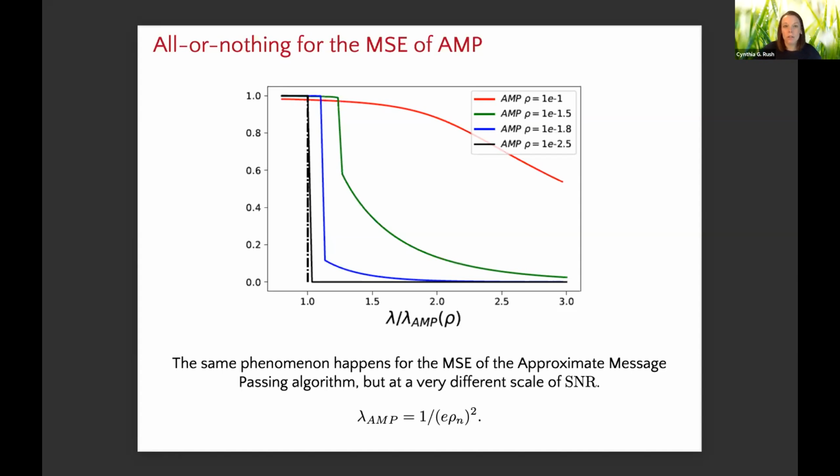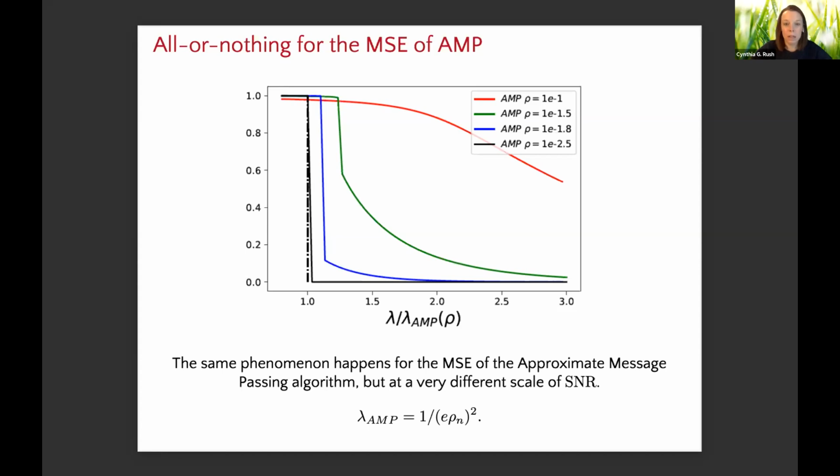Comparing to the figures on the previous slides, here the transition becomes sharper much faster as rho decreases. And the plot shows that for lambda below AMP's critical value, the MSE of the algorithm is always equal to 1, which is the worst possible. Then when rho is small, there's a phase transition at the critical value, and the phase transition sharpens as rho decreases.